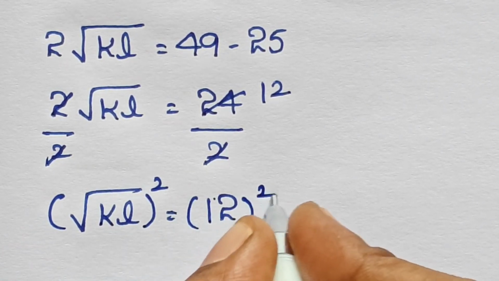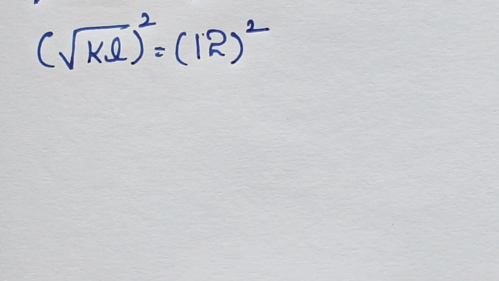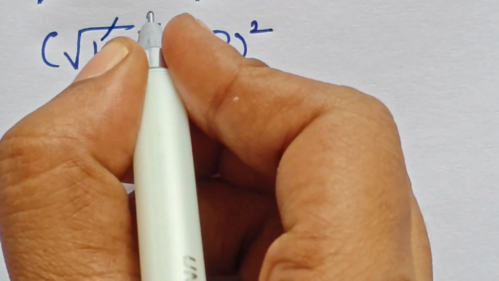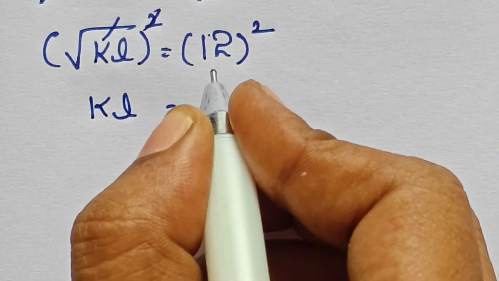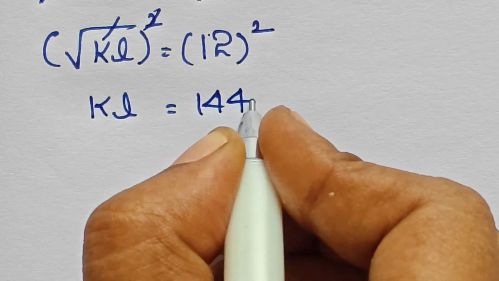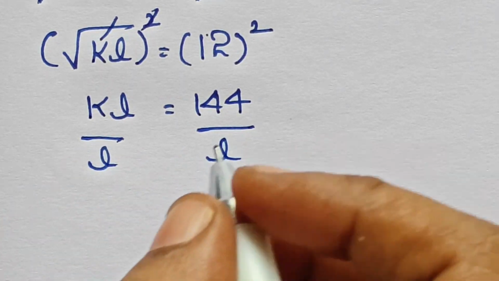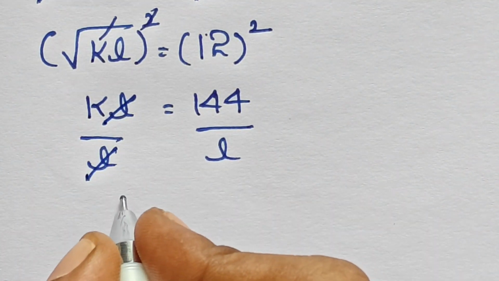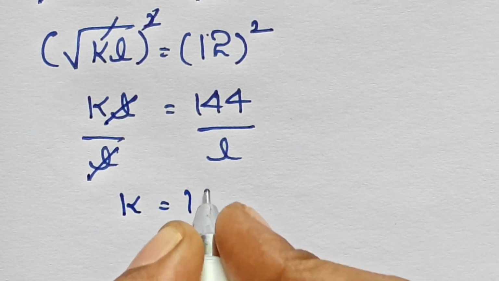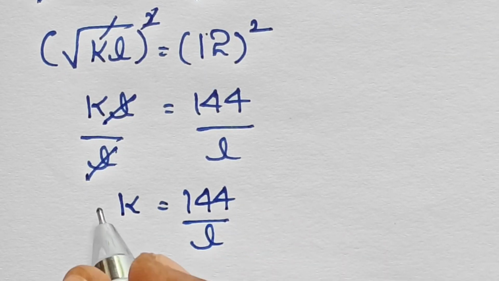Squaring on both sides, square and square root cancel. kl is equal to 144. Both sides divide by L. L cancels. k is equal to 144 by L.